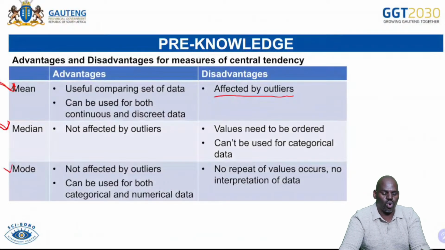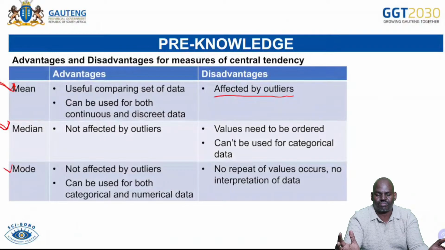The mode, we only choose it if the type of data that is given is categorical. Let's say the colors are given, or the letters are given, and they ask which measure of central tendency will be the best. In that case it will be the mode. Categorical means the information that is given is in the form of categories, like colors.